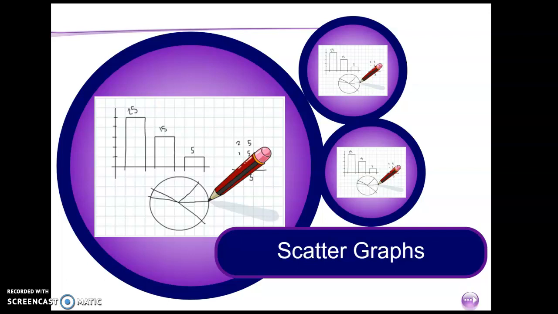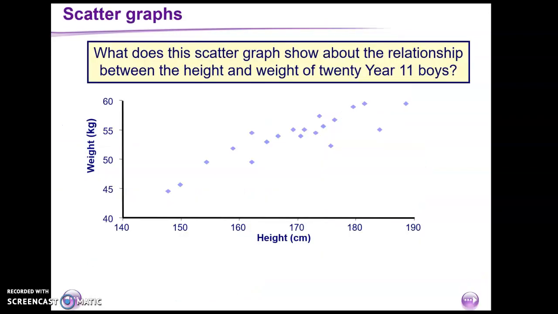In this lesson, we are going to recap on scatter graphs and start looking at terminology that we would use when doing bivariate data. So first of all, I want you to think about what the scatter graph shows about the relationship between the height and weight of 20 year 11 boys. So have a little think. The language that we would use, we would say, as the height increases, and we are specifically looking along our x-axis, as the height increases, the weight increases as well.